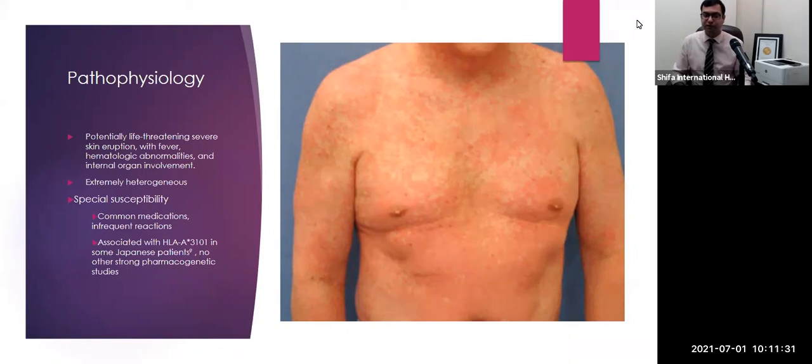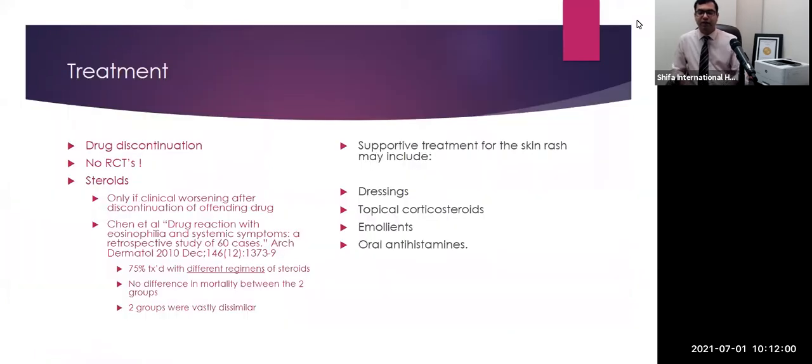Unfortunately, it has extremely heterogeneous presentations and is more commonly associated with HLA, different types of HLA. So obviously, it's sort of a research thing rather than just the clinical, but it's more seen in some Japanese patients and some other pharmacogenetic studies. Now, what is the treatment?